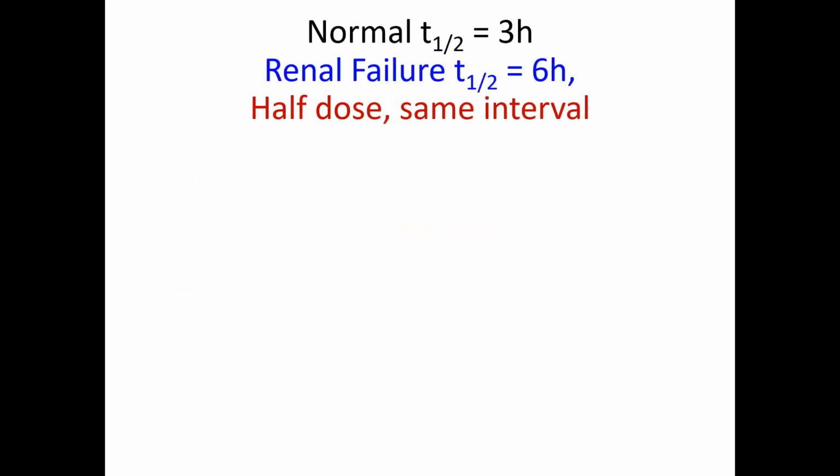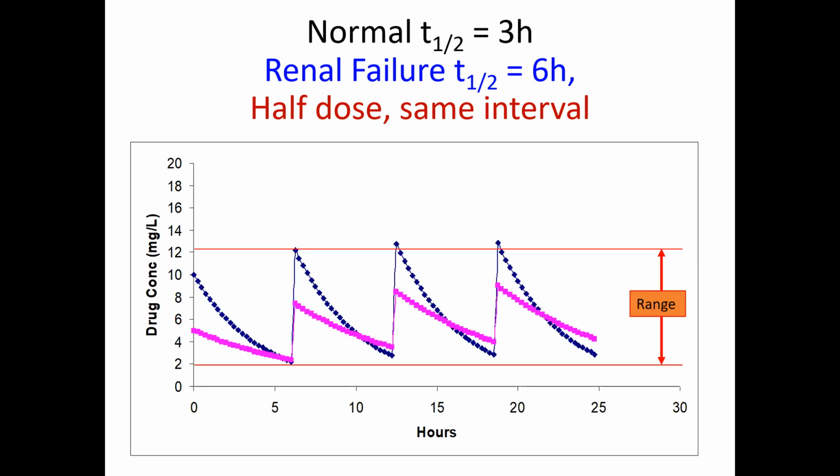Half dose, same interval. Instead of 10, let's start with 5. The interval remains the same. Good. Perfect. Happy? The drug is within the range by decreasing the dose to half, 50%.